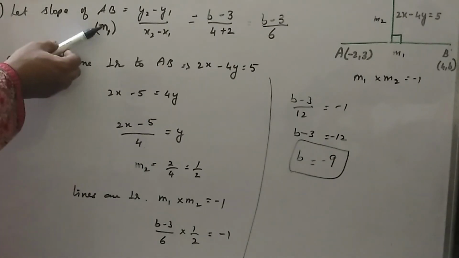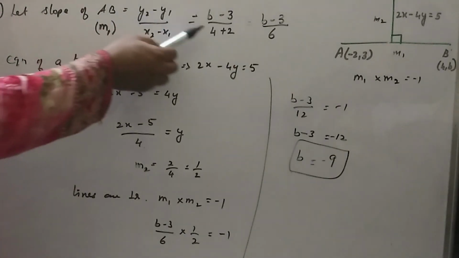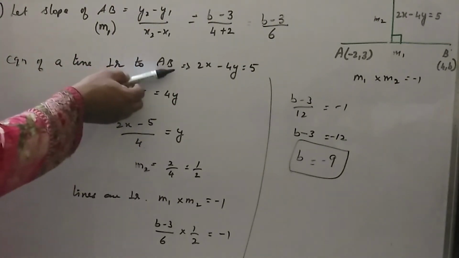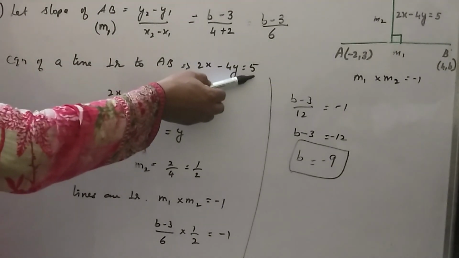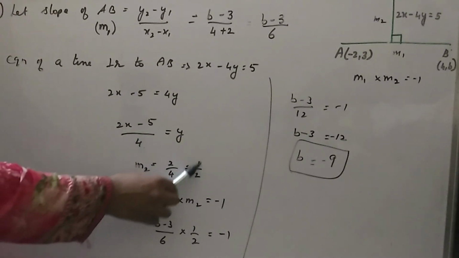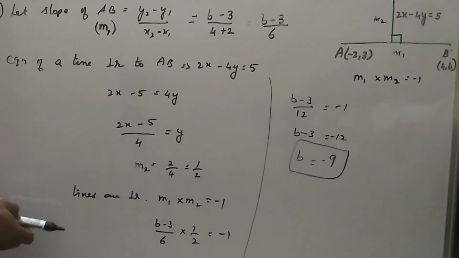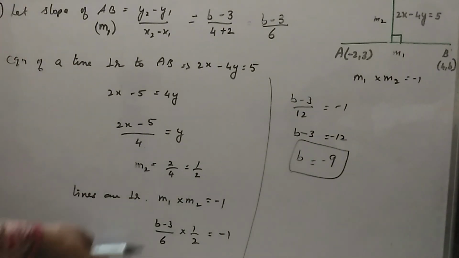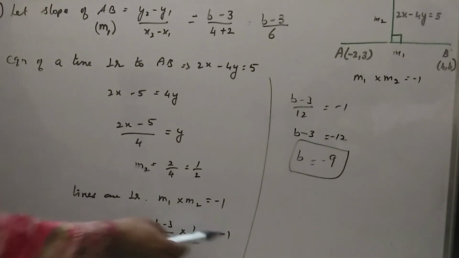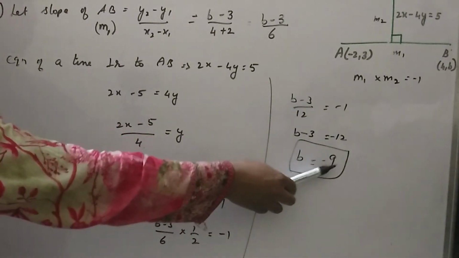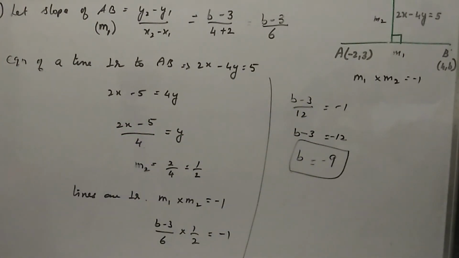So, slope of AB, take it as m1, and you got b minus 3 upon 6. Then the equation of a line perpendicular to AB is given, 2x minus 4y is equal to 5. From this we have to get the slope m2, that is 1 upon 2. Now, lines are perpendicular. Therefore, m1 into m2 is equal to minus 1. So, b minus 3 upon 12 is equal to minus 1. Therefore, b is equal to minus 9.